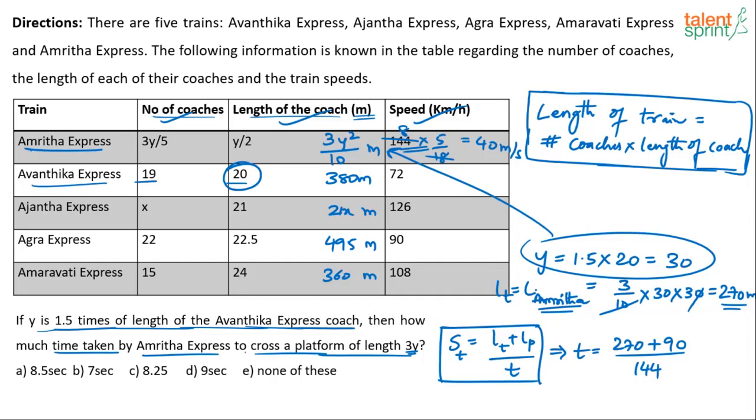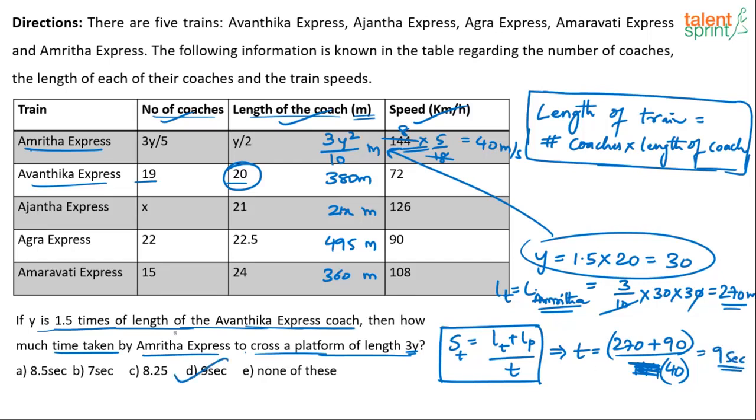So instead of taking 144, let me take 40 here. 40 meters per second. Now it's okay. Everything is in meters and seconds. 270 meters, 90 meters, 40 meters per second. 270 plus 90 is 360. 360 by 40 is 9. So 9 seconds is your answer.